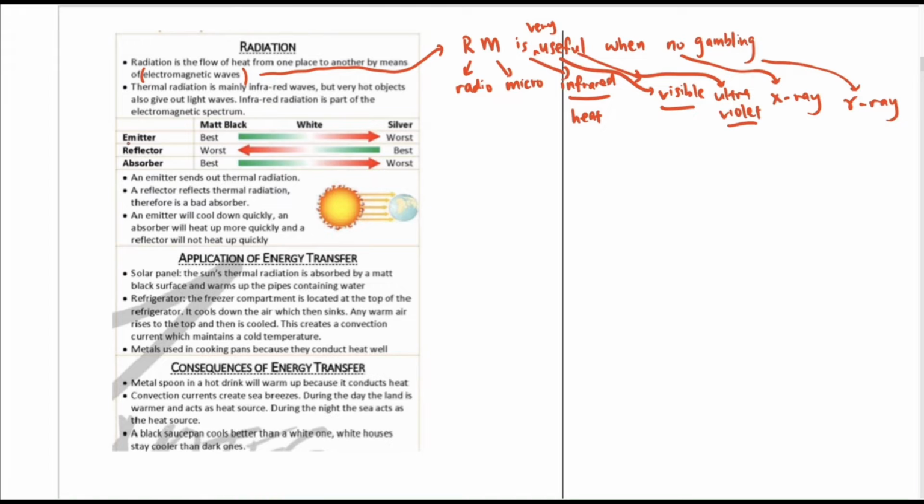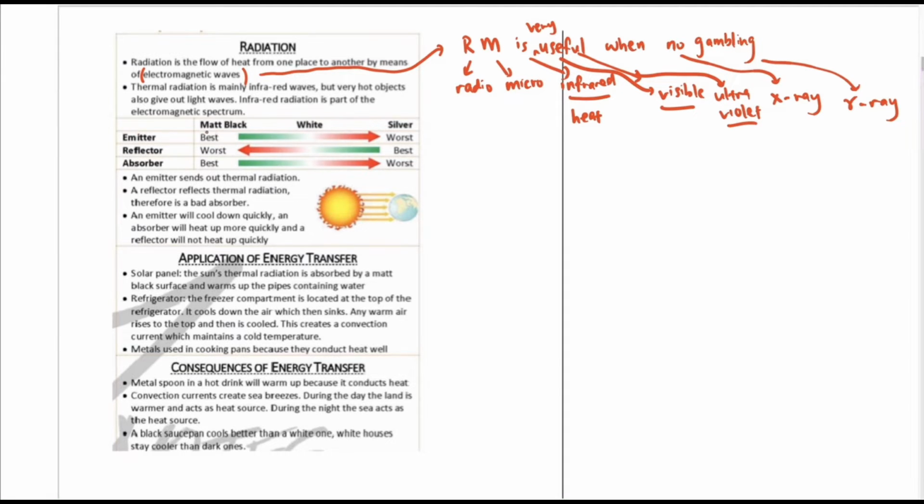Okay. Now we look at the table here: emitter, reflector, and absorber. So we have three terms. It's very popular in exam questions. Basically, I have to tell you, very popular. So what is an emitter? An emitter is the one that releases heat. An emitter sends out thermal radiation, releases heat.